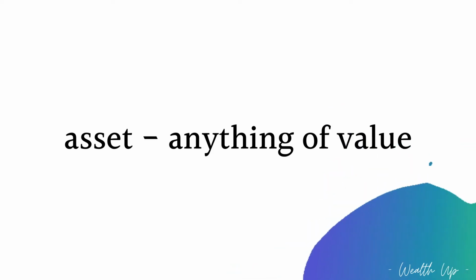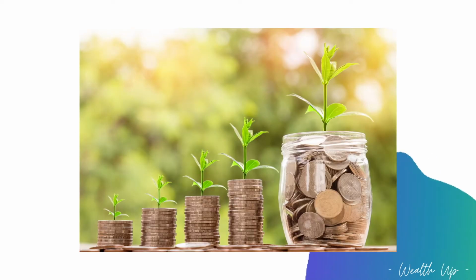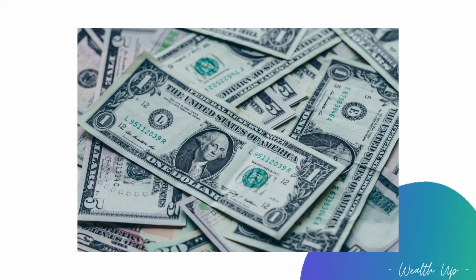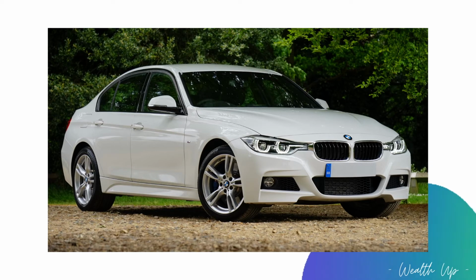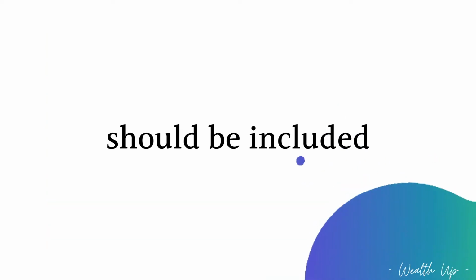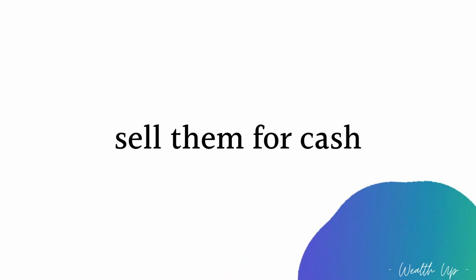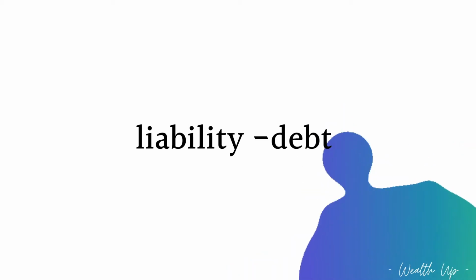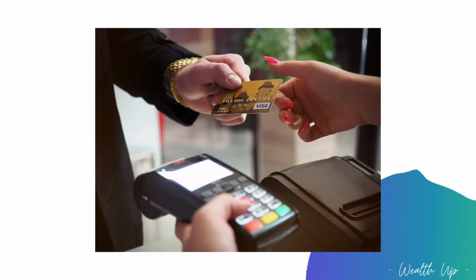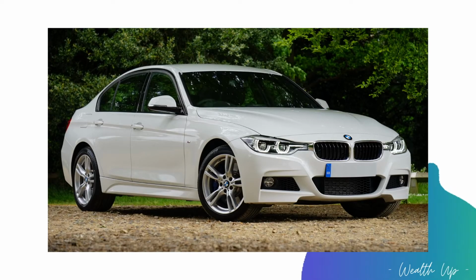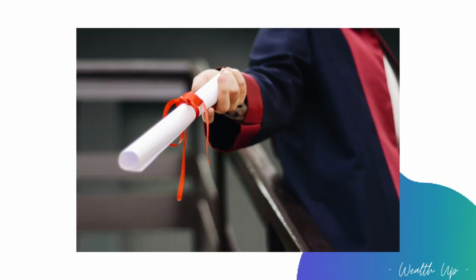First, an asset is anything that you own of value. This includes your investments, cash, any high-value items like jewelry, your house, and your car. These last two are often debated, but they should be included as an asset in your net worth calculation. And the reason for this is that you could sell these for cash if needed. Second, liabilities, which are any debt that you have, and this could come from your credit cards, mortgages, a car payment, loans, including student loans.